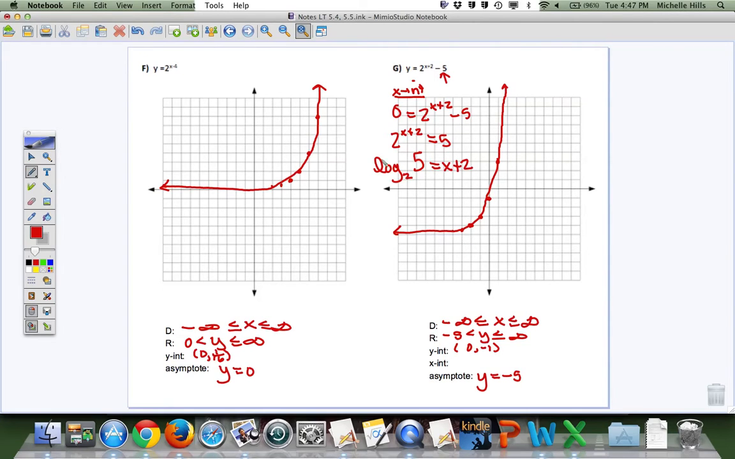Now I'm going to use my change of base here to be able to evaluate this logarithm. So the base 10 log of 5 divided by the base 10 log of 2 would equal x plus 2, but if I want to solve for x, I'm going to subtract 2 from both sides. When I plug this in my calculator to 2 decimal places, I get x equals 0.32. So my x-intercept is where x is 0.32 and y is 0.